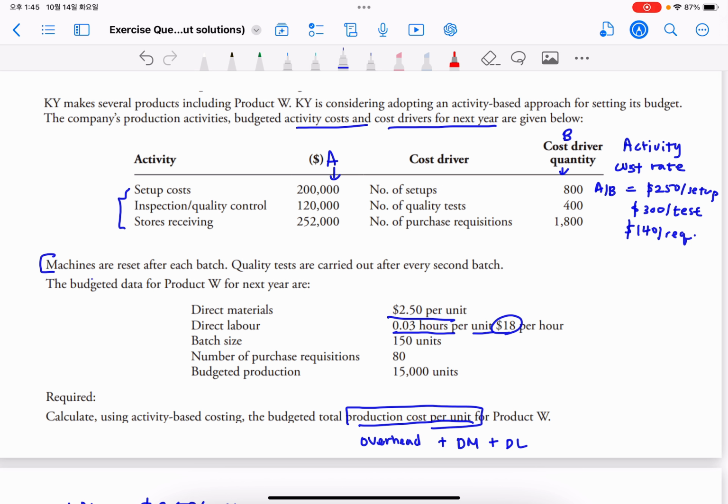If you read here carefully, it says that machines are reset after each batch, right? So we want to know how many batches are there? Well, that is basically based on this information right here, batch size. Here you want to be not confused that batch size itself is not equal to the number of batches processed. It's not. Batch size means how many units you have in one batch. That's the batch size. Okay, so for one batch, there are 150 units.